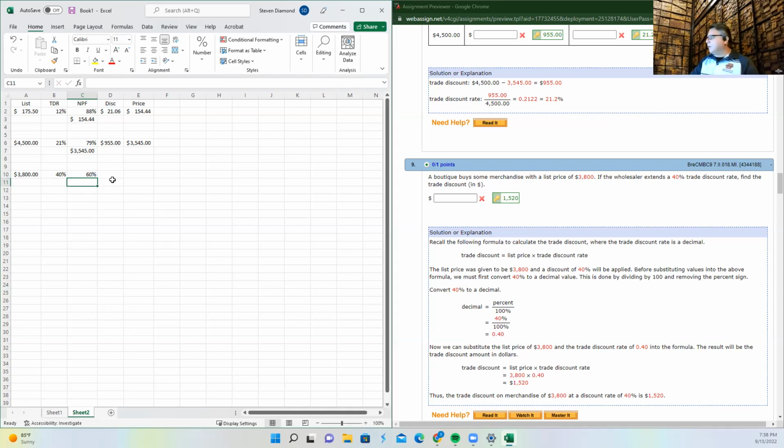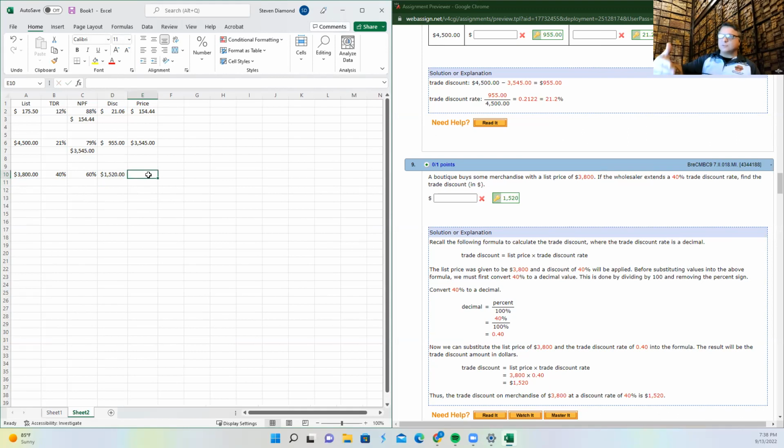So what are we looking for? Find the trade discount in dollars. Our trade discount is going to be our list price times our trade discount rate, $1,520. I know they don't ask for it in this problem, but just for repetition's sake, we know that our price is going to be this minus this. And this right here is whatever wiggle room you may have.